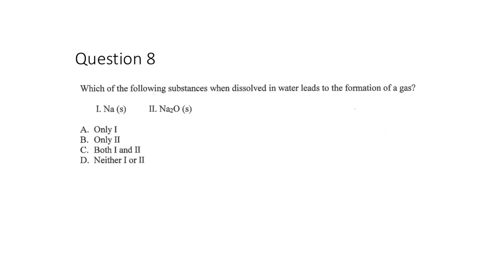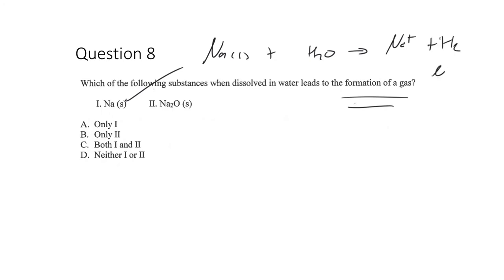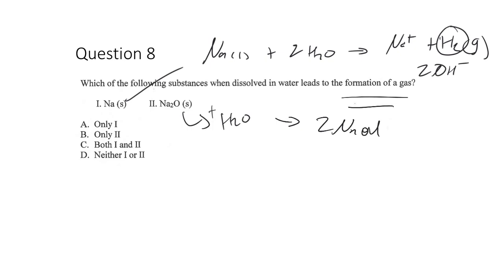Which substance, when dissolved in water, leads to the formation of a gas? The sodium solid does, because sodium solid plus water forms sodium plus, we get H2 gas, and then hydroxide ion is a byproduct. And so here's our gas. Sodium oxide just forms in water. This goes to 2NaOH, no gas. So just one.